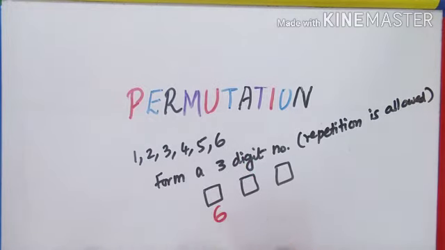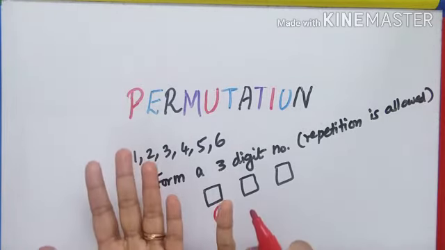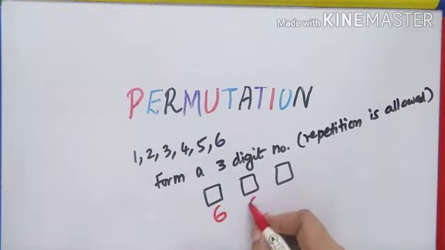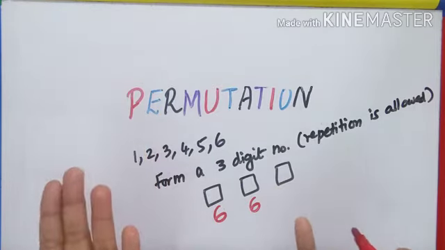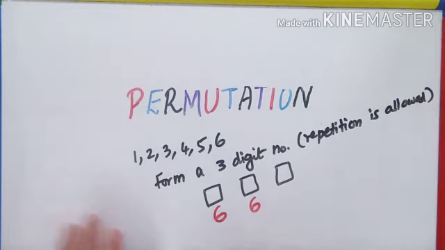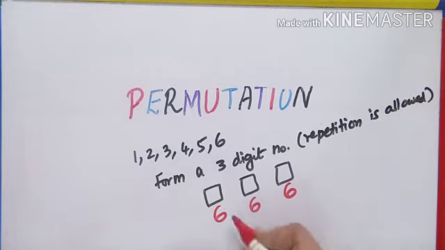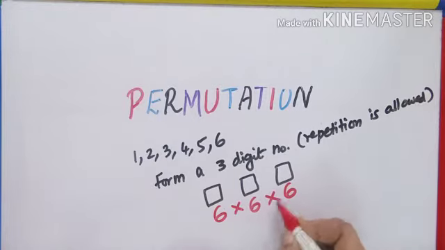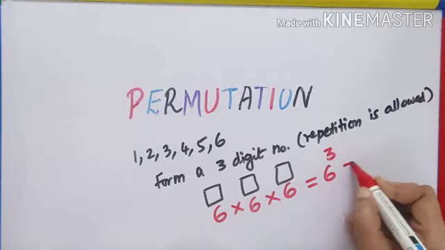So what will come here? Any of the 6 can come. Again, how many are there? I had 6, and repetition is allowed, so the same 6 is again with me. The same number can come again and again. So here also 6. What is my answer? 6 into 6 into 6, or 6 power 3.